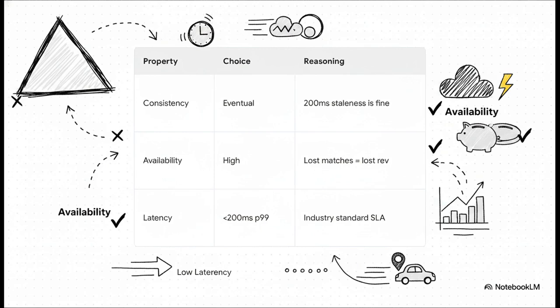For geoproximity matching, we very intentionally throw strong consistency out the window in favor of high availability and ultra-low latency. Think about it. A driver's location is ephemeral, soft state. They're moving every 4 seconds anyway. If our read replica is 200 milliseconds stale, who cares? That's completely fine. But if the system goes down or latency spikes, users can't get a ride and revenue literally stops. We optimize the entire architecture for speed and availability above all else.